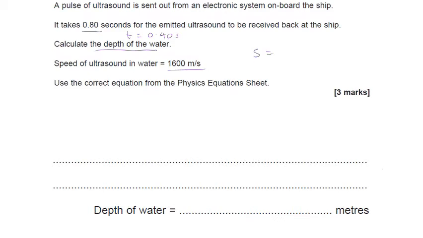distance is speed times time, and in this case we know that the speed is 1,600 meters per second and the time taken is 0.40 seconds. So if we do 1,600 times 0.4, we get that the depth of the water, or the distance to the seabed, is 640 meters.